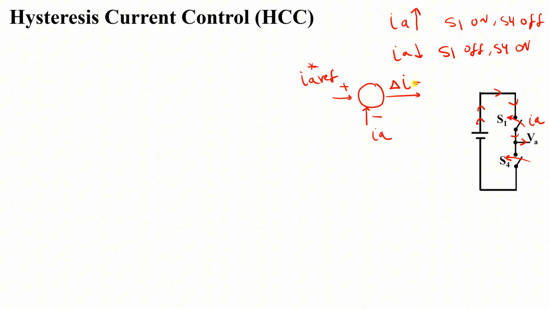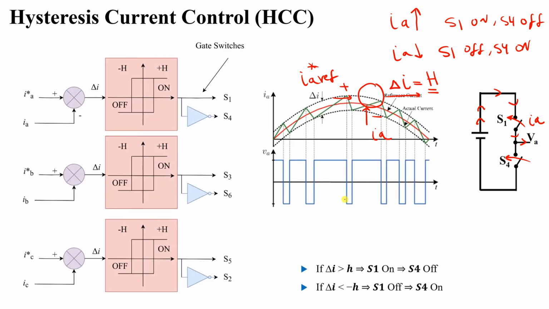So delta I must have a certain value, which is called the hysteresis band, H. When delta I equals H, positive or negative, we are switching from S1 to S4 or from S4 to S1, as we will see right now. So there must be a minimum error reached, after which we change from one state to another. So let's look at this.